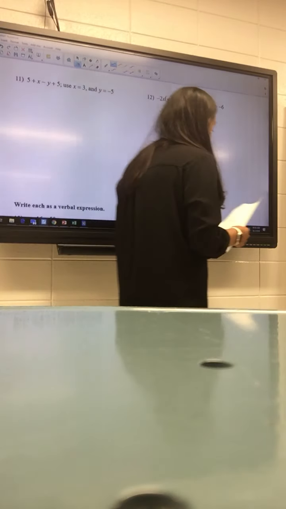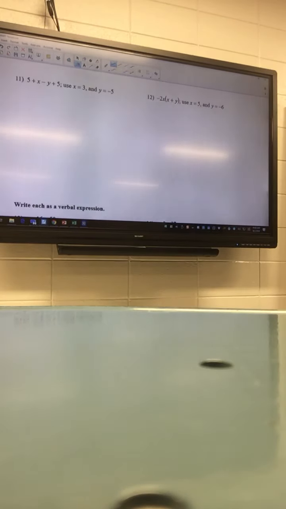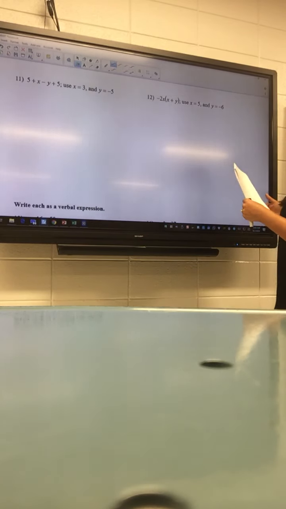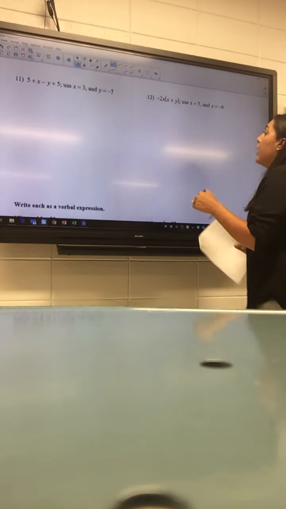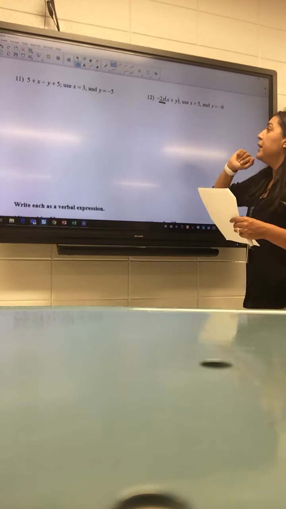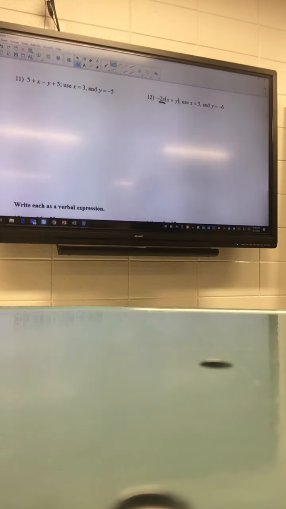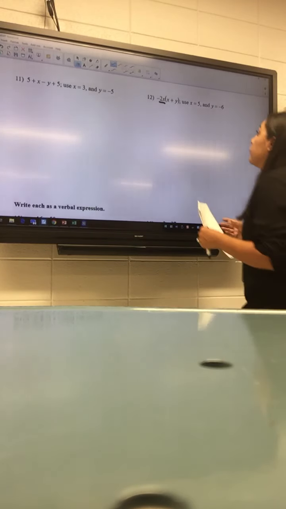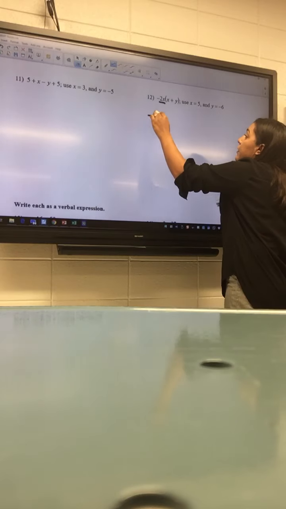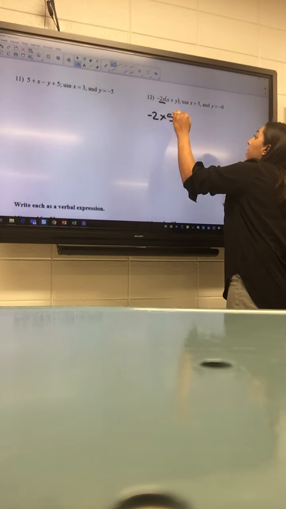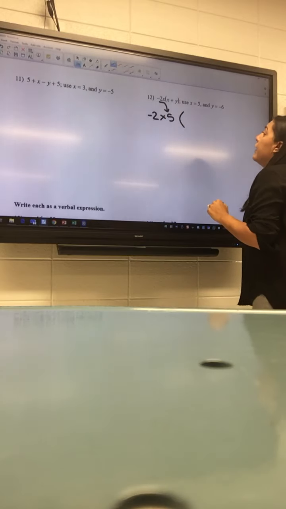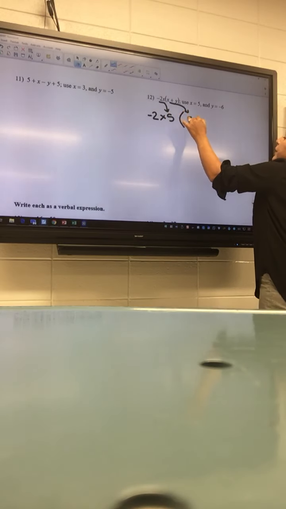Okay, let's look at 12. So 12 says minus 2x parentheses x plus y, close it, and we got x equals 5 and y equals negative 6. So go through, plug the stuff in. This one, what's it mean at the very beginning? Negative 2x. What's that mean if they're right next to each other? You multiply. You multiply, so we need to somehow put times 5 or something for that x, okay? And then we got x plus y, so it's going to be 5 plus, and our y is going to be negative 6.